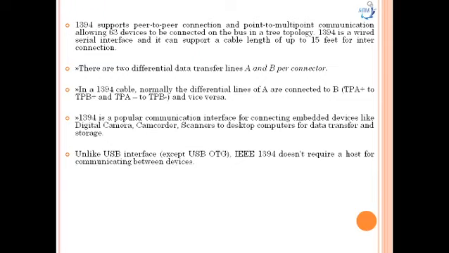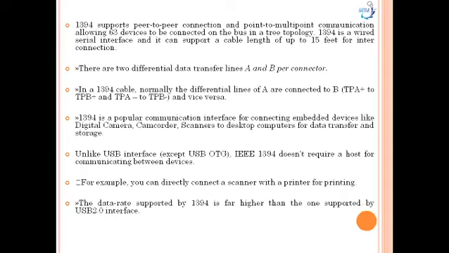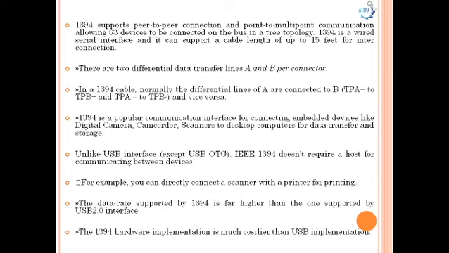Unlike the USB interface, IEEE 1394 does not require a host for communicating between devices here. It does not require the host directly. Devices like a digital camera or camcorder are directly connected with the systems or embedded system here. For example, we can directly connect a scanner with a printer for printing here. So it does not require a host. The data rate supported by 1394 is far higher than the one supported by the USB 2.0 interface here. And the 1394 hardware implementation is much costlier than USB implementation here.